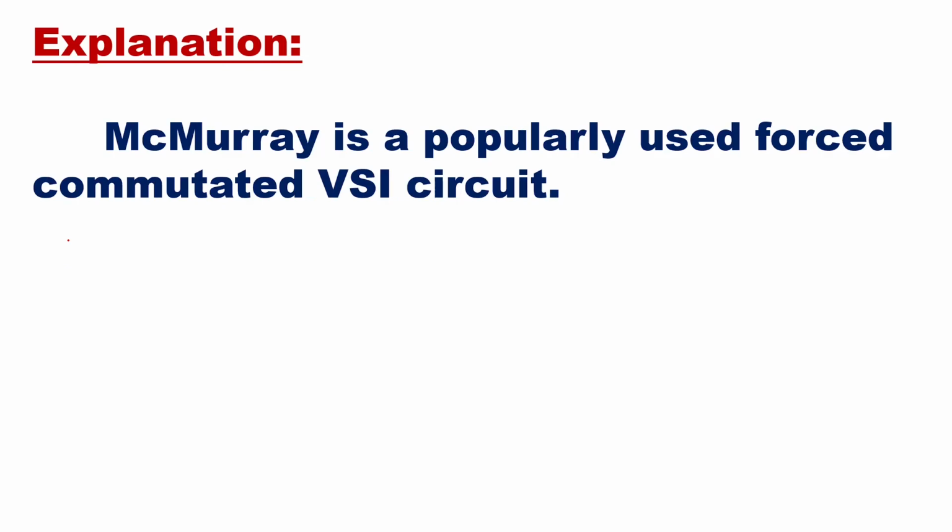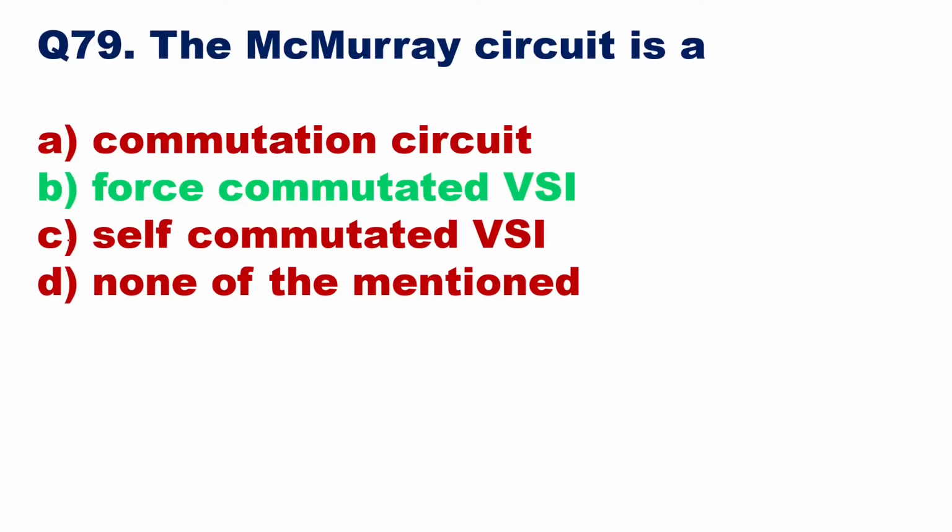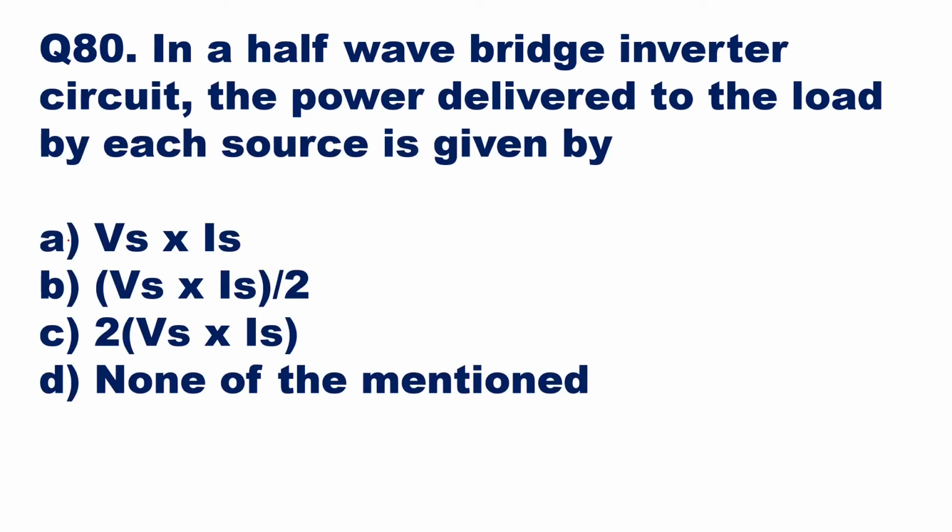So McMurray is a popularly used force commutated VSI circuit. So your option B is the right answer, force commutated VSI. Then we'll go to question number 80.